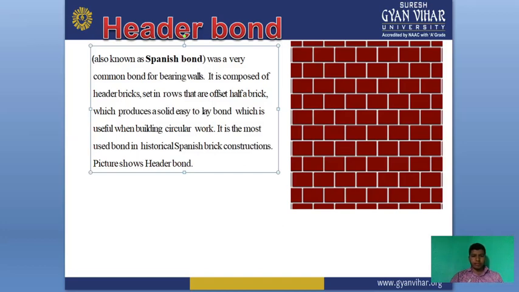Header bond is also known as Spanish bond, was a very common bond for the bearing wall. It is composed of header bricks set in rows that are offset half a brick, which produces a solid, easy to lay bond, which is useful when building circular work. It is the most used bond in the historical Spanish brick construction.